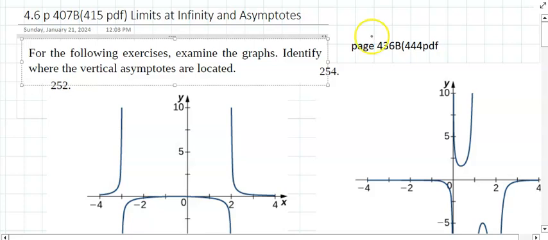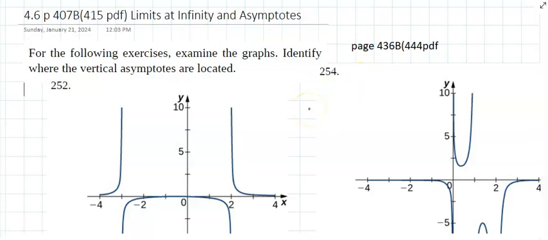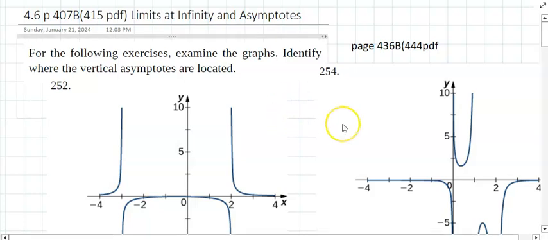4.6 talks about limits at infinity. So this is talking about asymptotes. We have two types, vertical and horizontal. Now, vertical asymptote and horizontal asymptote were discussed in either pre-calculus or college algebra when we talked about rational functions. So it's the same idea, but now we're just going to make it official.